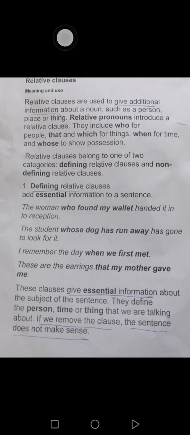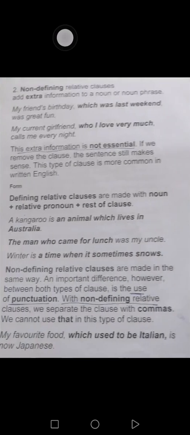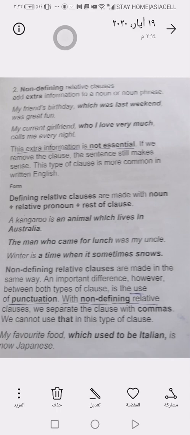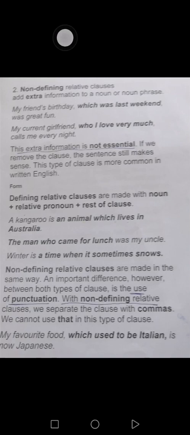Now, number 2, non-defining relative clauses. They add extra information to a noun or noun phrase. For example, my friend's birthday, which was last weekend, was great fun. My current girlfriend, who I love very much, calls me every night.